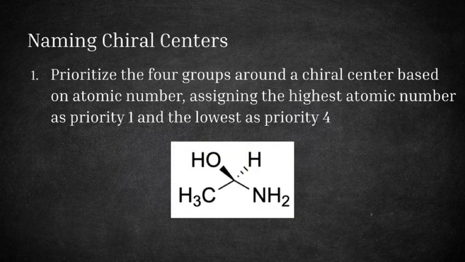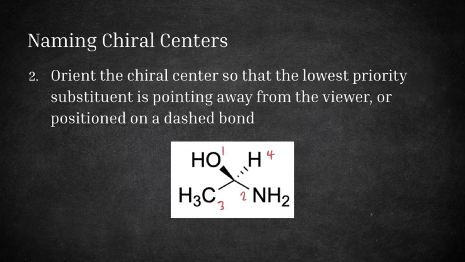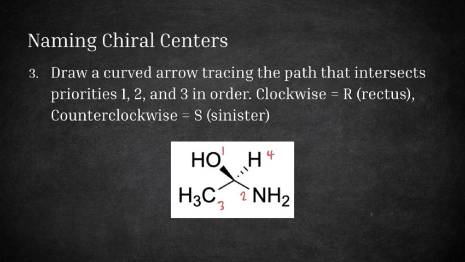Prioritize the four groups around a chiral center based on atomic number, assigning the highest atomic number as priority 1 and the lowest as priority 4. Now orient the chiral center so that the lowest priority substituent is pointing away from the viewer, or positioned on a dashed bond. Draw a curved arrow tracing the path that intersects priorities 1, 2, and 3 in order. If the path is clockwise, the chiral center has the absolute configuration R, from the Latin word rectus, and if the path is counterclockwise, the chiral center has the absolute configuration S, from the Latin word sinister.